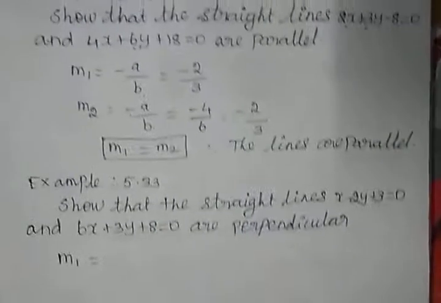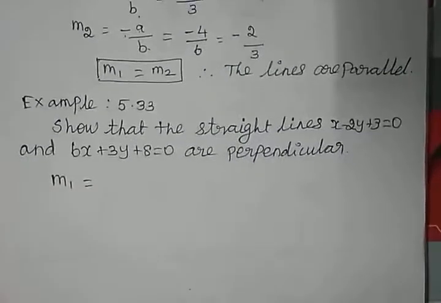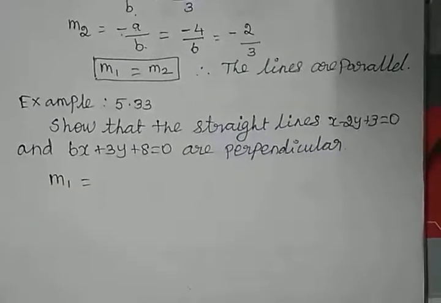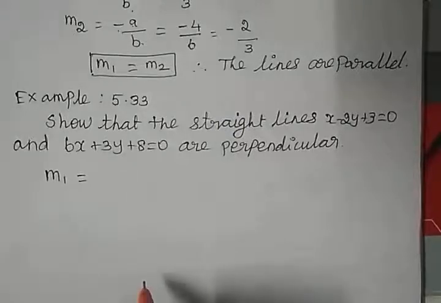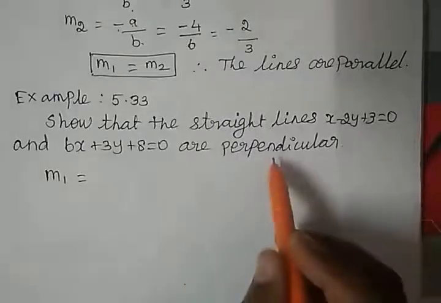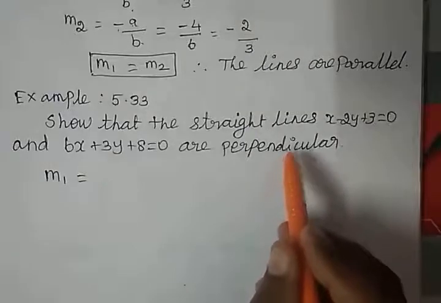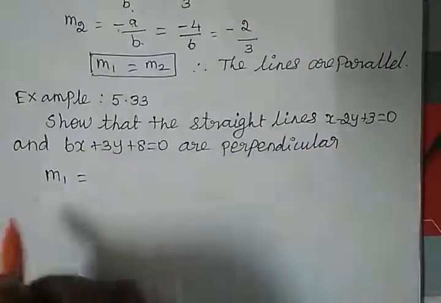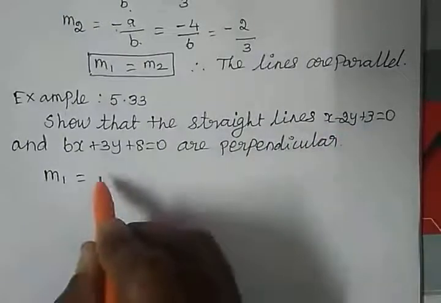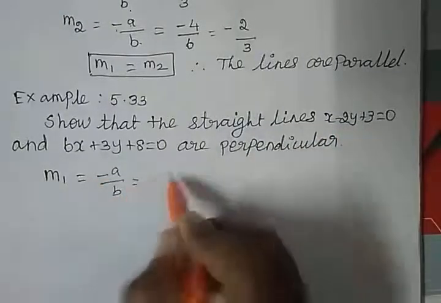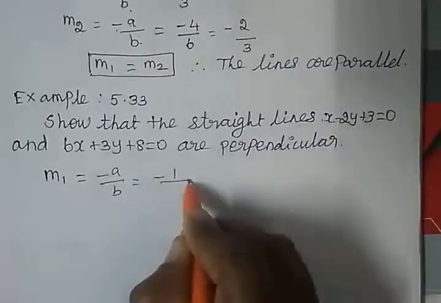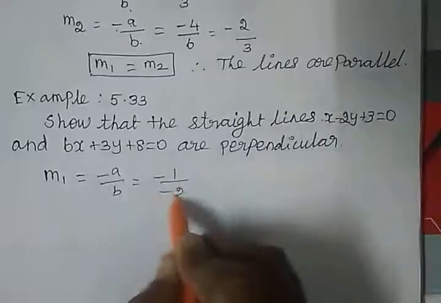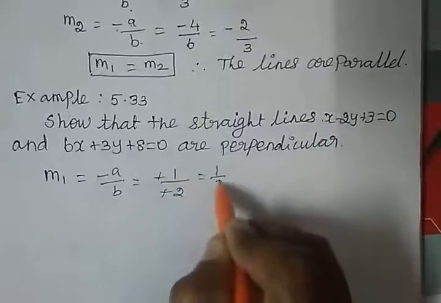The next example is 5.33. Show that the straight lines x - 2y + 3 = 0 and 6x + 3y + 8 = 0 are perpendicular. When the lines are perpendicular, m1 into m2 is equal to minus 1. So first find the slope of the first line, that is minus a by b. Here the coefficient of x is 1, so 1 by the coefficient of y, which is minus 2. Minus minus cancel, so that is 1 by 2.